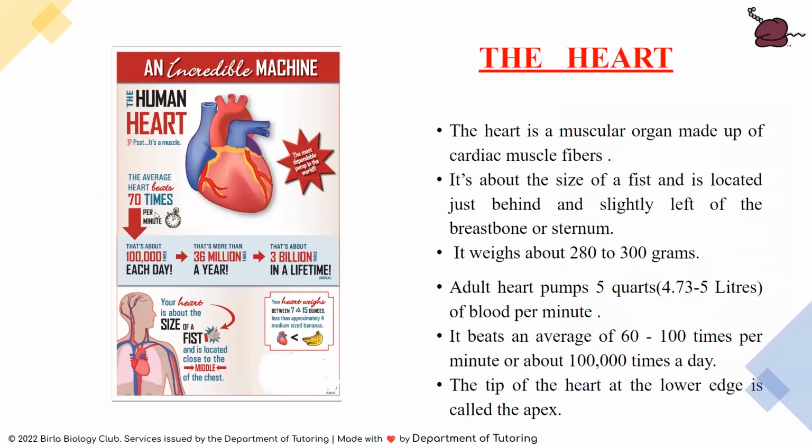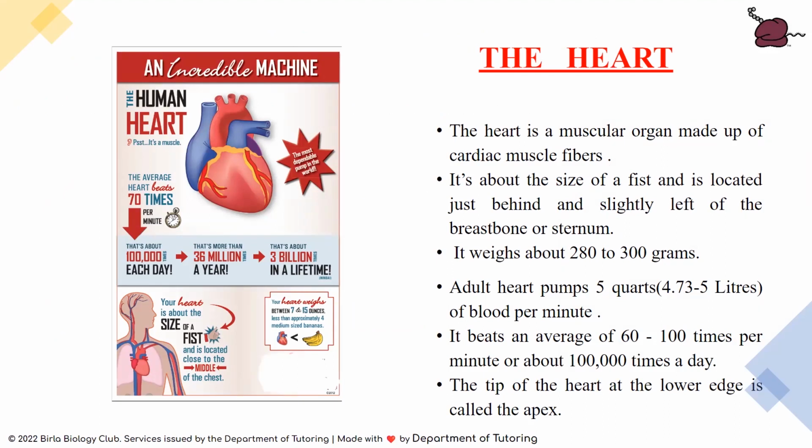Now let's take a look at the heart. Here are some fun facts before we get into the anatomy of the heart. The heart is a muscular organ which is made up of cardiac muscle fibers. It's about the size of a fist and is located just behind and slightly left of the breastbone or sternum, so we'll find it around the middle of our chest. It weighs about 280 to 300 grams. An adult heart pumps 5 quarts, which is about 4.73 to 5 liters of blood per minute. It beats an average of 60 to 100 times per minute or about 100,000 times a day.